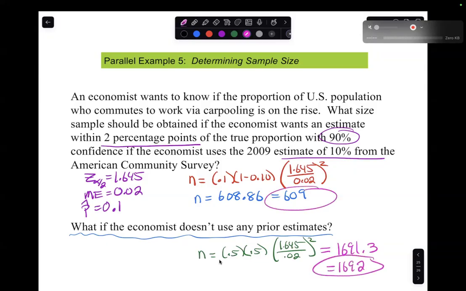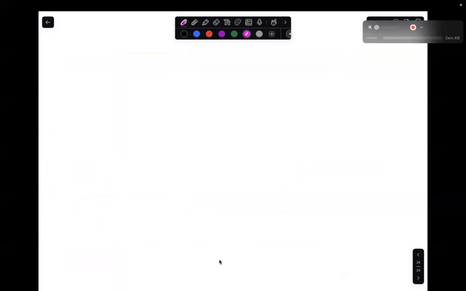Look at the difference in sample sizes. So if you can use a previous sample, a previous proportion, it's a really good idea. More than 1,000 people different. That's a huge difference. So it definitely is a good idea if you can find a previous survey to use.